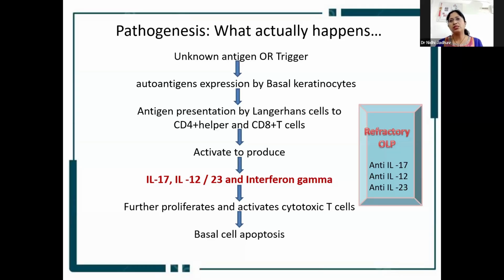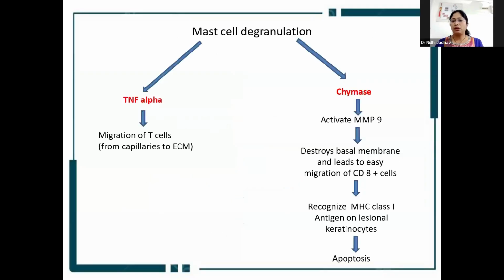It has been found through studies that in refractory lichen planus, the use of anti-interleukins 12, 17, and 23, which we'll see in the future slides, is very helpful. Coming to the other related pathology, there is mast cell degranulation that happens in the connective tissue. When the mast cells degranulate, there is a release of two important things. The tumor necrosis factor alpha leads to the migration of the T cells from the capillaries to the extracellular matrix. So the more the T cells, the more the possibility of the lesion progressing.